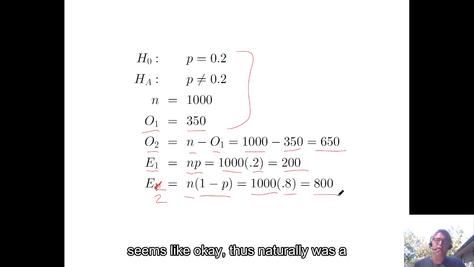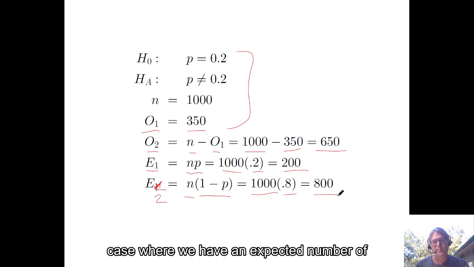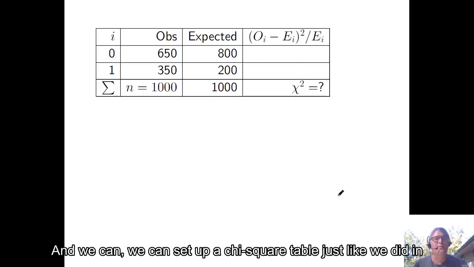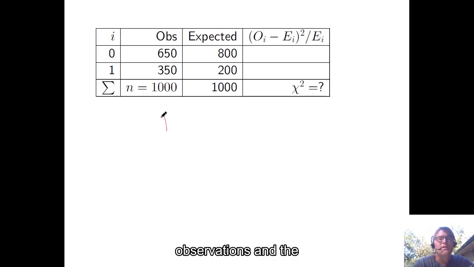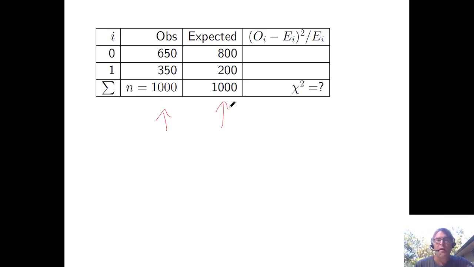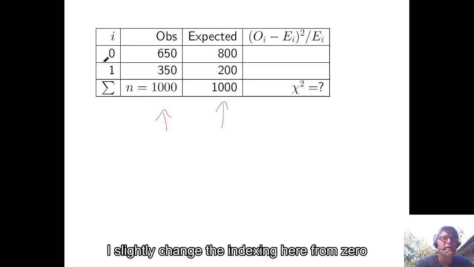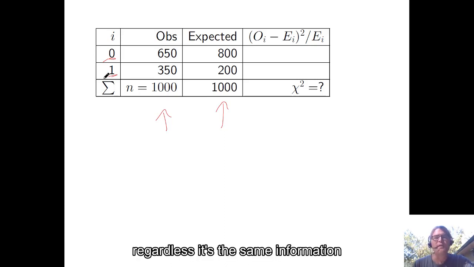So it seems like, okay, this naturally was a binomial problem, but we could also view it as a case where we have an expected number of successes and observed number of successes. So why can't we do this as a chi-square? And we can. We can set up a chi-square table just like we did in the previous module with the observations and the expectations under the null hypothesis, calculated just the numbers that I showed on the previous slide. I slightly changed the indexing here from 0 and 1, but regardless, it's the same information I showed.